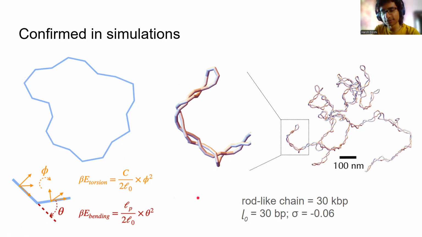And once they impose an amount of twist, intrinsic twist that is present in the system, they can observe these sort of supercoiled plectoneme structures, which confirms what we also see in supercoiled DNA in cells and bacteria.